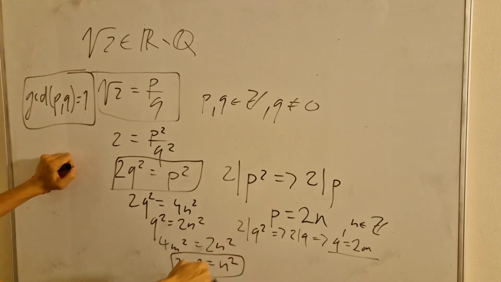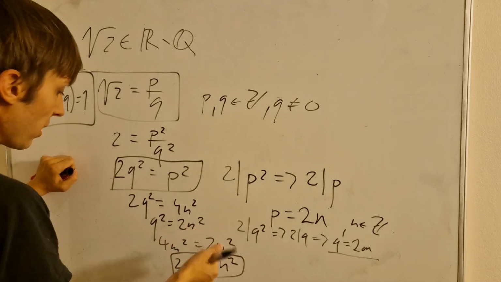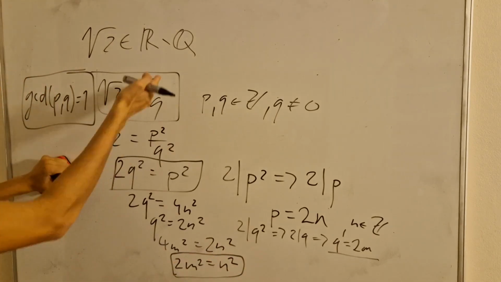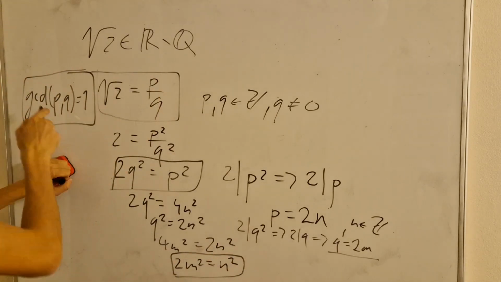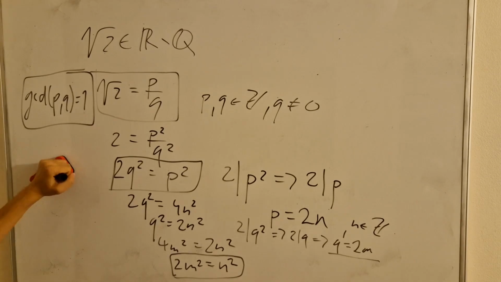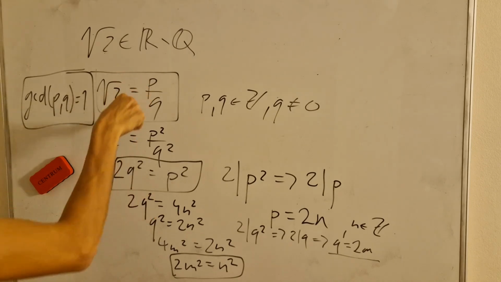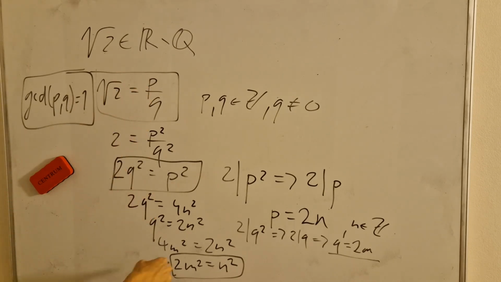2m squared equals n squared. We now establish new letters that would replace the m and n, but p and q were supposed to have a greatest common divisor being 1. But now m and n would be at that place, but if p and q were that, then this couldn't have happened, but it did.